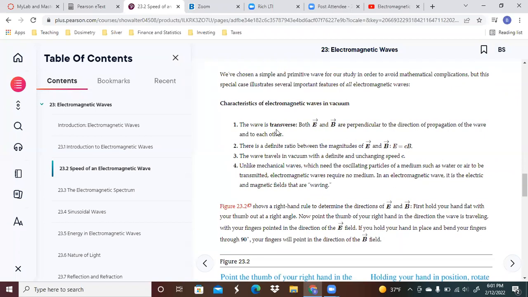So the wave, again, is transverse. There's a definite ratio between the magnetic and electric fields. In other words, there's going to be some sort of proportional effect. As one increases, the other will increase, and that's what the value of c is supposed to be. The wave travels in a vacuum with a definite and unchanging speed, c. And unlike mechanical waves, which need the oscillating particles of the medium, such as water or air, to be transmitted, the electromagnetic waves do not require a medium. And that's sort of unusual when it comes to waves, but that's what we have. That's what we understand.